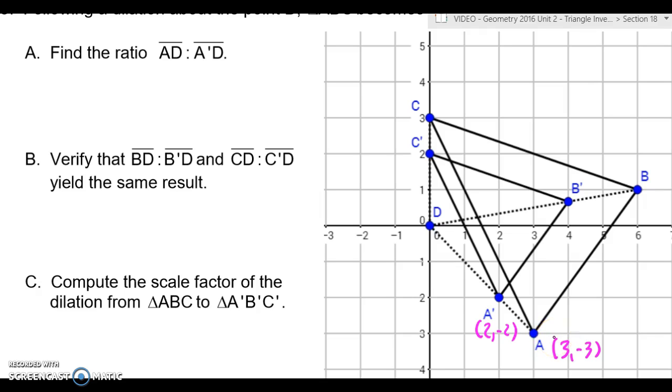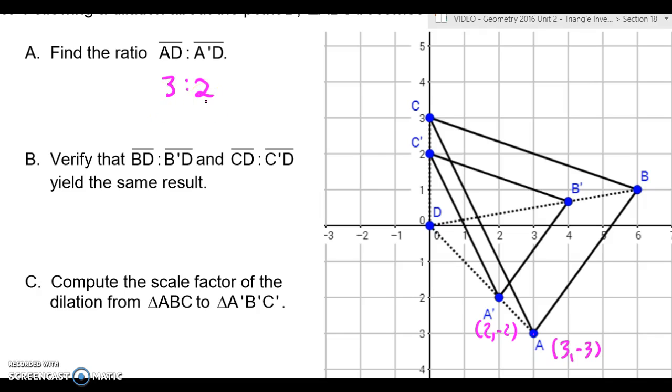And this one's a little bit trickier to do, but let's think about the point 0, 0. In the x direction and the y direction, A is 3 away. For A prime, in the x direction and the y direction, A prime is 2 away from the dilation point. So our ratio then would be 3 to 2. There's 3 like pieces for every 2.